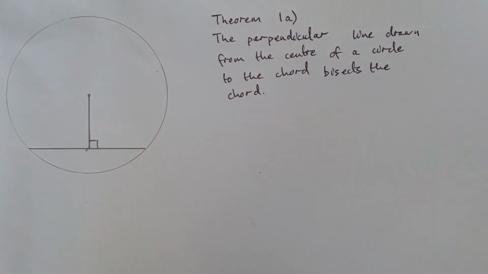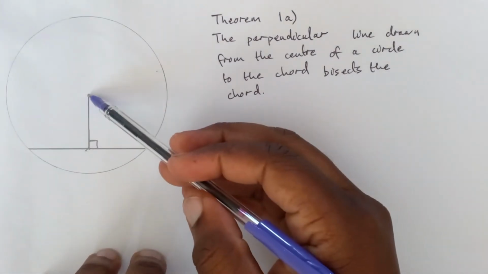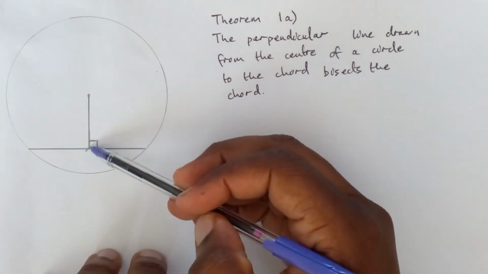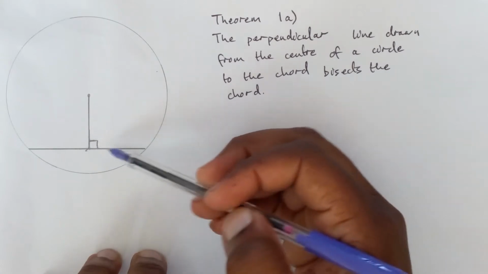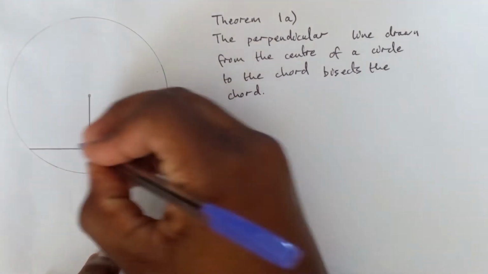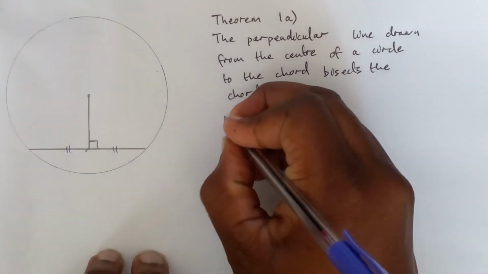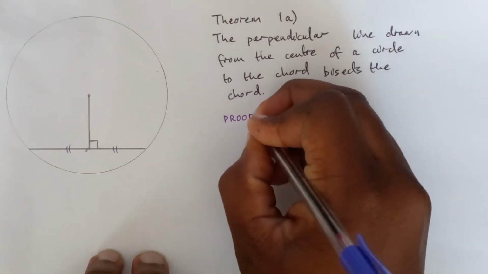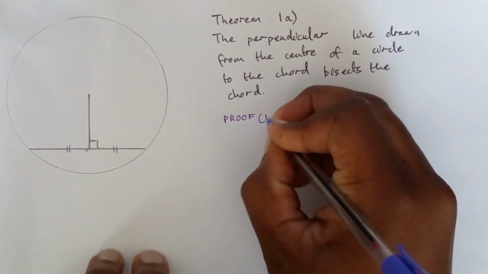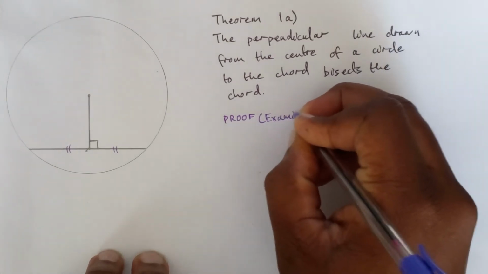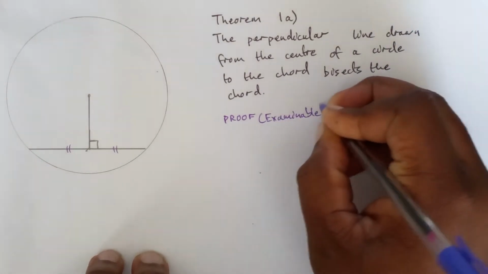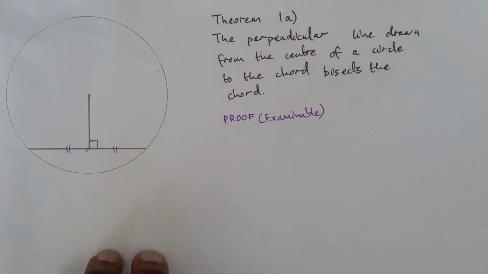Okay, so in the previous video, we did learn about this theorem. And in the theorem, we drew our circles and we found out that if we draw a line from the center of the circle to a chord at an angle of 90 degrees, it's going to divide the chord into two equal parts. Okay, so that's what we learned in the previous video. Now, we are now going to prove this. So we are now going to do the proof, and this proof is examinable, which means it can be asked for in the final matric examination. Okay, so now the question is, how do we do this proof?